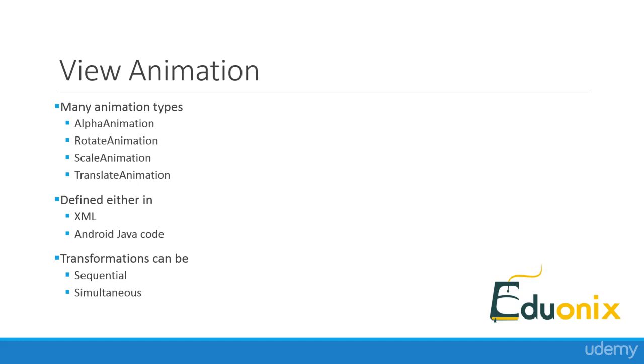A sequence of animation instructions defines these animations and can be defined by either XML or Android Java code. As with defining a layout, an XML file is recommended because it's more readable, reusable, and swappable than hard coding the animation in Java code. In the upcoming example, we will see an example of an XML animation.